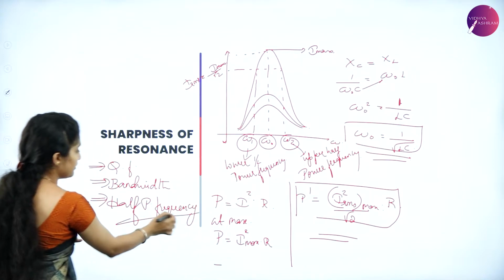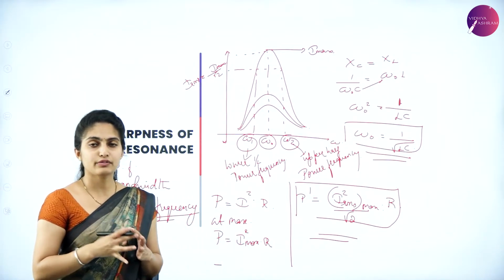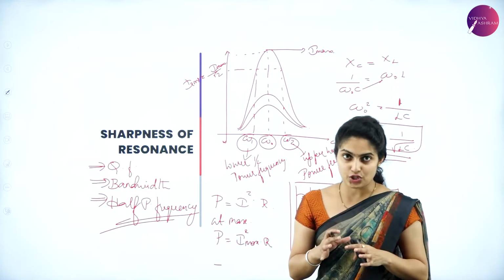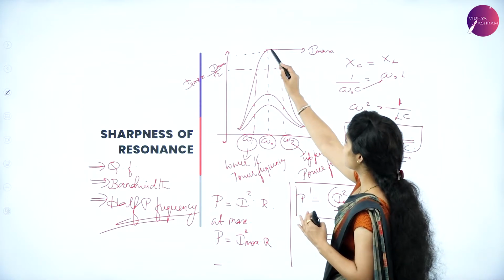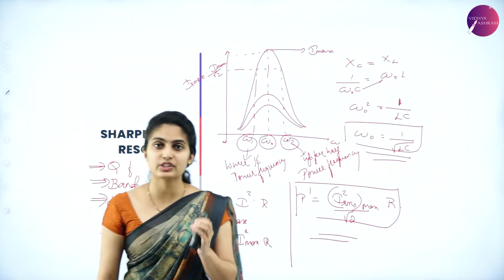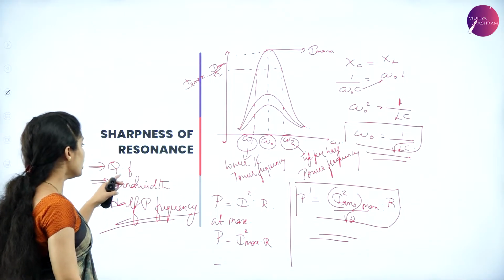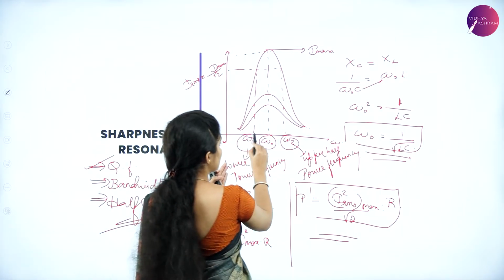So we have to give quality factor, bandwidth and half power frequency. Quality factor is nothing but the ratio of resonant frequency to the bandwidth. The resonant frequency occurs here at the highest point. The ratio of resonant frequency to the bandwidth is said to be the quality factor, whereas bandwidth is the width between this place and this place.